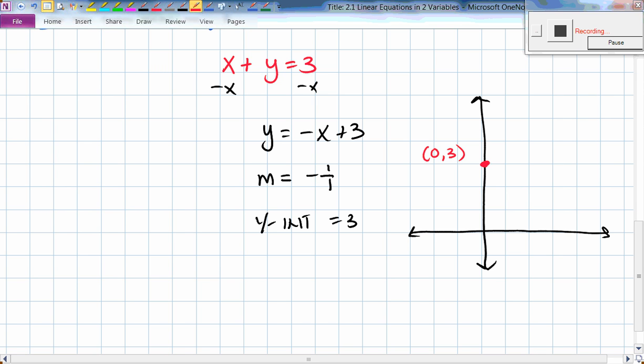What do I do now? I need 2 points to draw my line. So what do I do if I have 0, 3, and I'm looking for the next point on the line? And all I know is a slope is equal to negative 1, so what do I do? Very good. Go down 1.